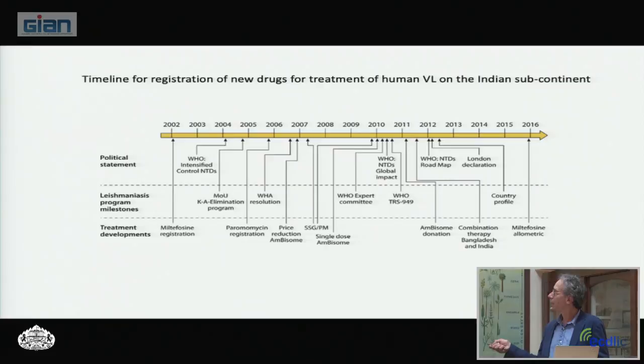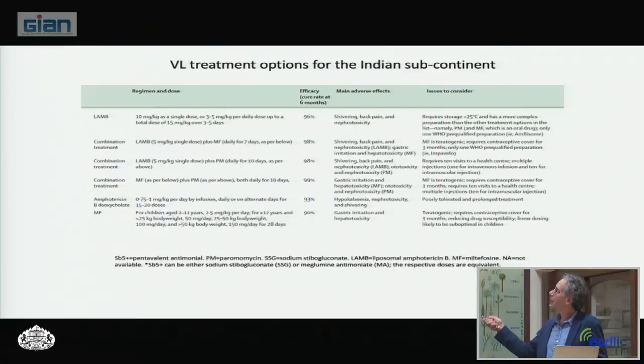And then combination therapies, really important to prevent resistance. If you use two drugs instead of one, the chances of developing a resistant parasite diminish enormously. So these combination therapies were developed. These are the current VL treatment options, based on these beautiful therapeutic trials that have taken place over the last, I guess, 15 years.